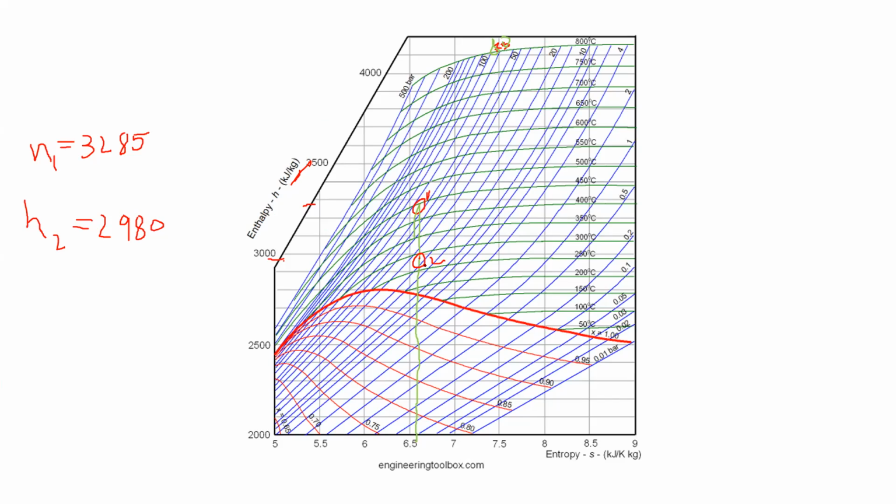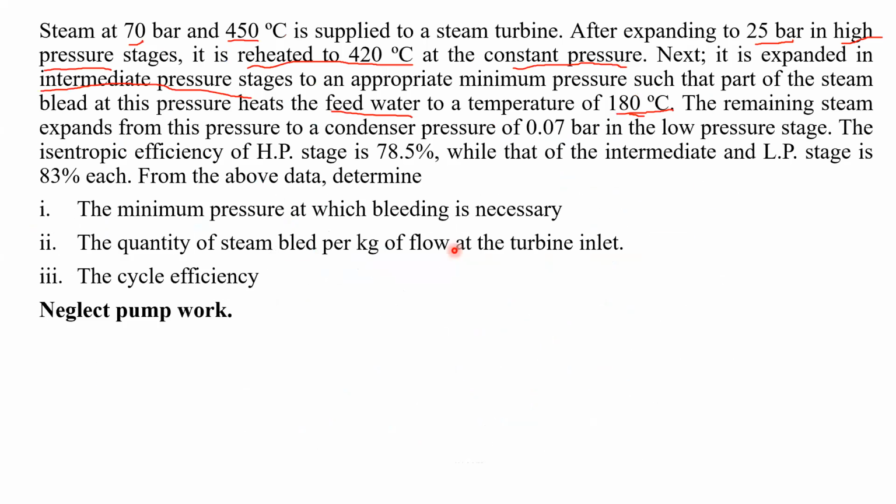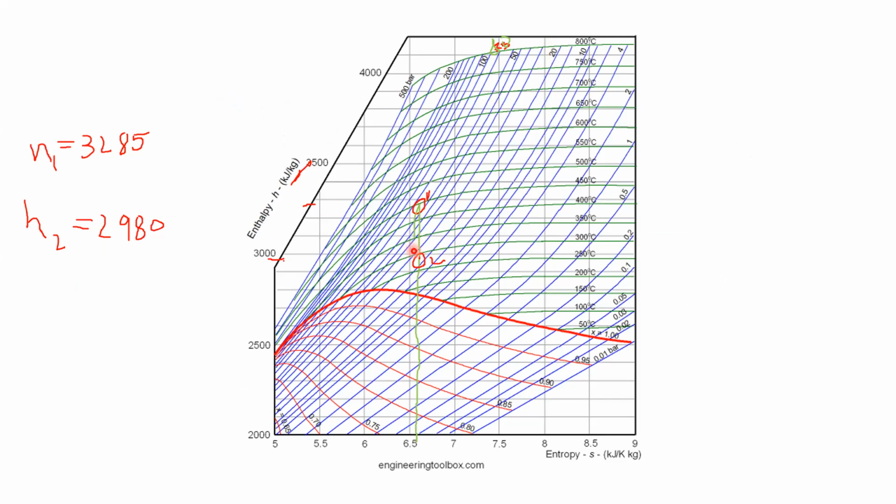Then, at this constant pressure only, we are reheating that fluid up to 430 degrees centigrade. I think 430 or 420. Yes, 420 degrees centigrade. At this constant pressure, that means you have to follow the 25 bar line, and 420 degrees centigrade lies at this position, maybe at this position.